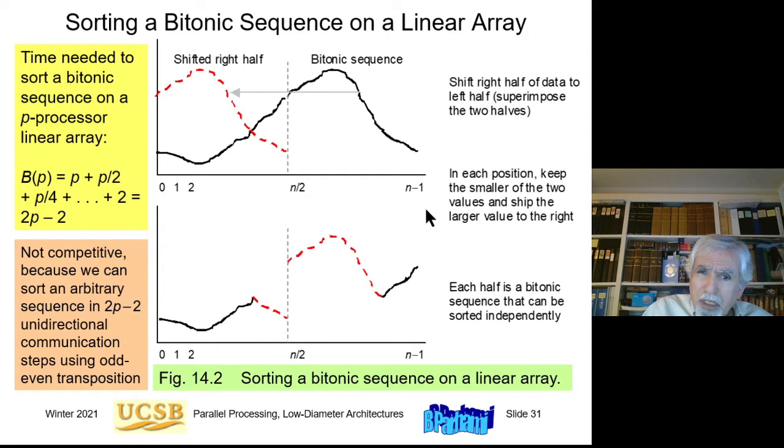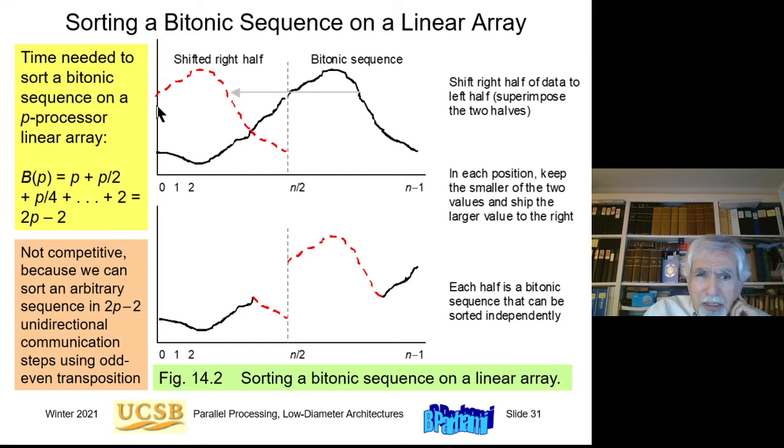Imagine that this sequence is stored on a linear array of length n. So there are n numbers and they're stored on a linear array of length n. We take the values on the right half of the linear array and shift them to the left. So these values, starting from here all the way to the end, have been shifted to the left by n/2 cells. So this red dashed line is basically a representation of these values that were originally in the right half of the array. They are now here. Each processor in the left half has two values: its own original value, the black value, and the value that came from the right half, the red value.